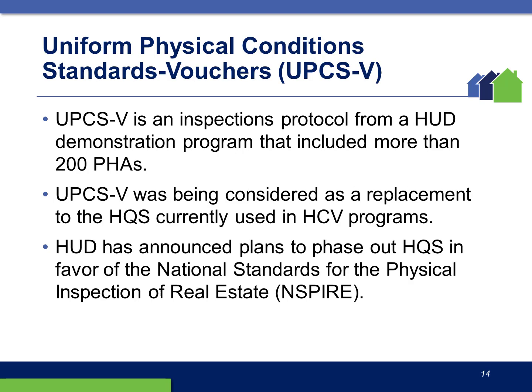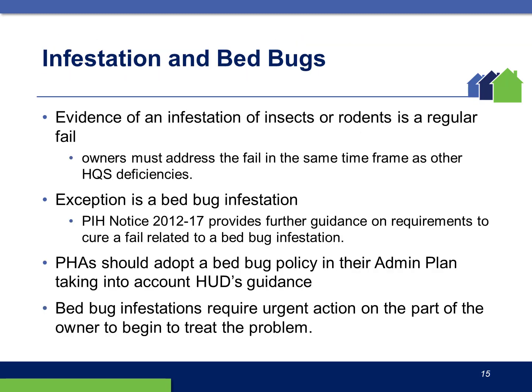In 2016, HUD started a demonstration of a new inspection standard under development, the Uniform Physical Conditions Standards Vouchers, or UPCS-V. More than 200 PHAs have been included in the demonstration, but HUD has more recently announced that instead of replacing HQS with UPCS-V, it will instead be making the INSPIRE standard, which is under development, its universal inspection standard.